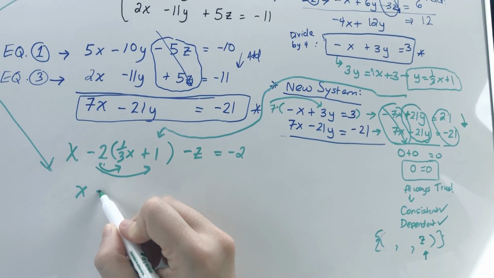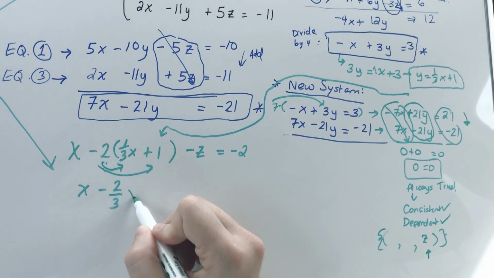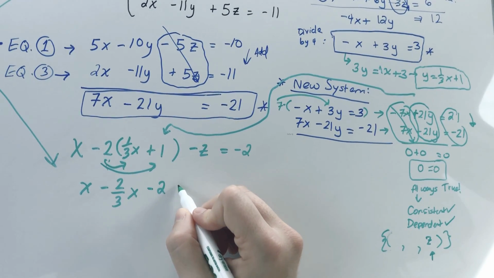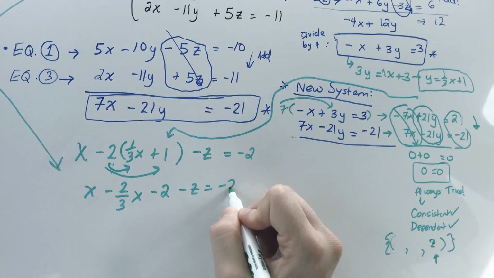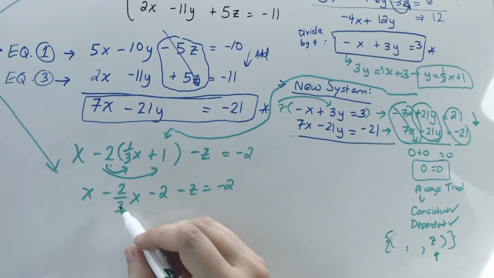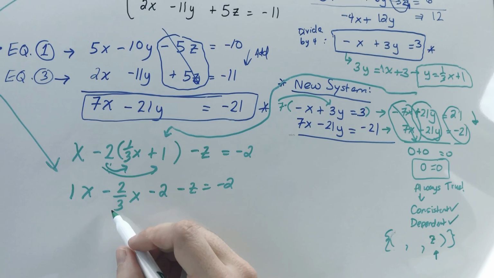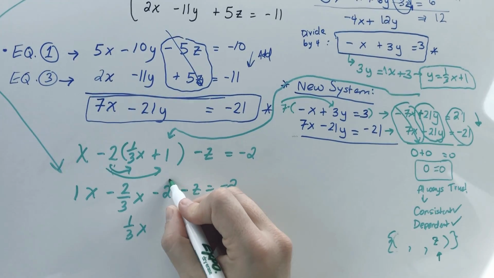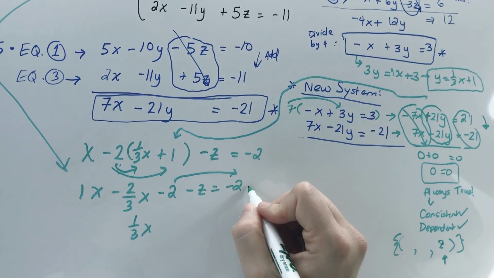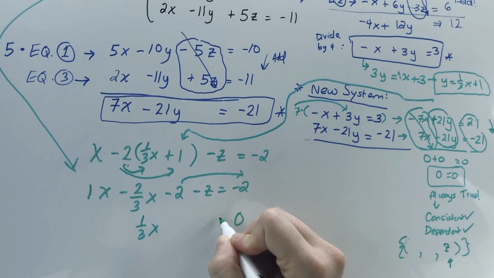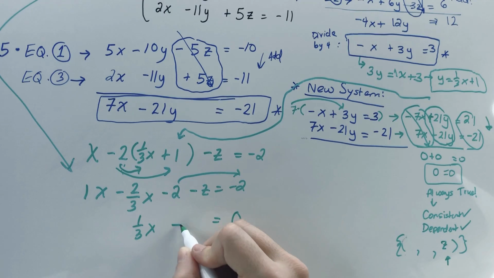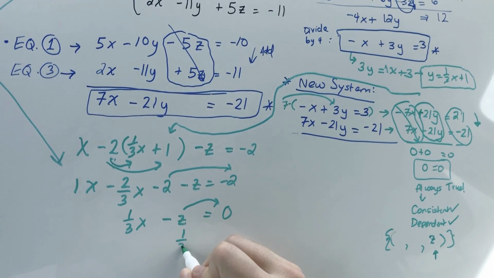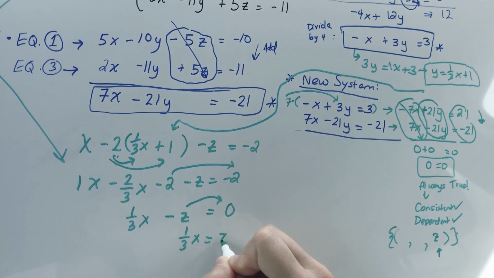Distribute, and I have x minus 2/3 x. 2 times 1/3 is 2/3. Negative 2 times 1 is negative 2, minus z equals negative 2. Okay, we're trying to solve for x. So 1x minus 2/3 x. 1 minus 2/3 is 1/3. So I have 1/3 x. If I add 2 to the other side, it would be negative 2 plus 2, which is 0. So I have 1/3 x minus z equals 0. Or if you move z to the other side, you have 1/3 x equals positive z.